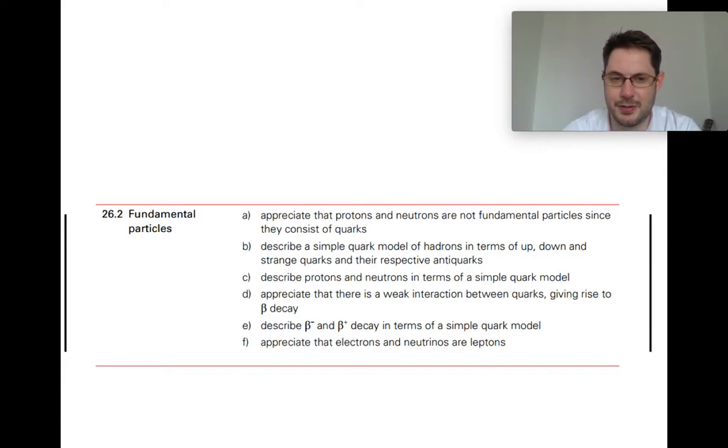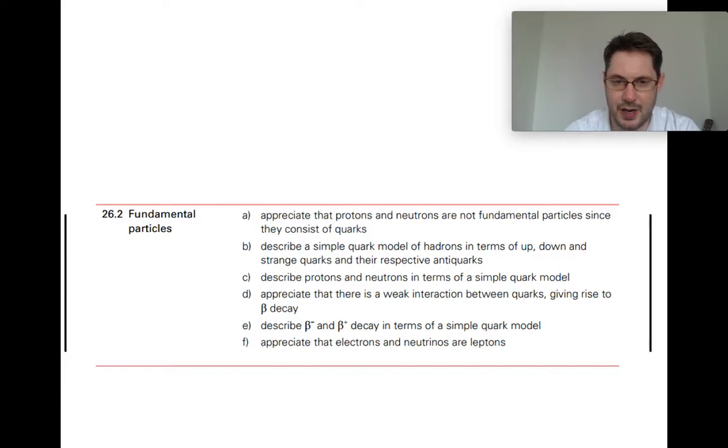We're also going to be able to describe a simple quark model of hadrons in terms of up, down, and strange quarks and their respective antiquarks. We're also going to be able to describe protons and neutrons in terms of a simple quark model. D, appreciate that there is a weak interaction between quarks, giving rise to beta decay. Okay, so there's other forces at play when we go down to the atomic scale. And this is what causes various radiations to be emitted.